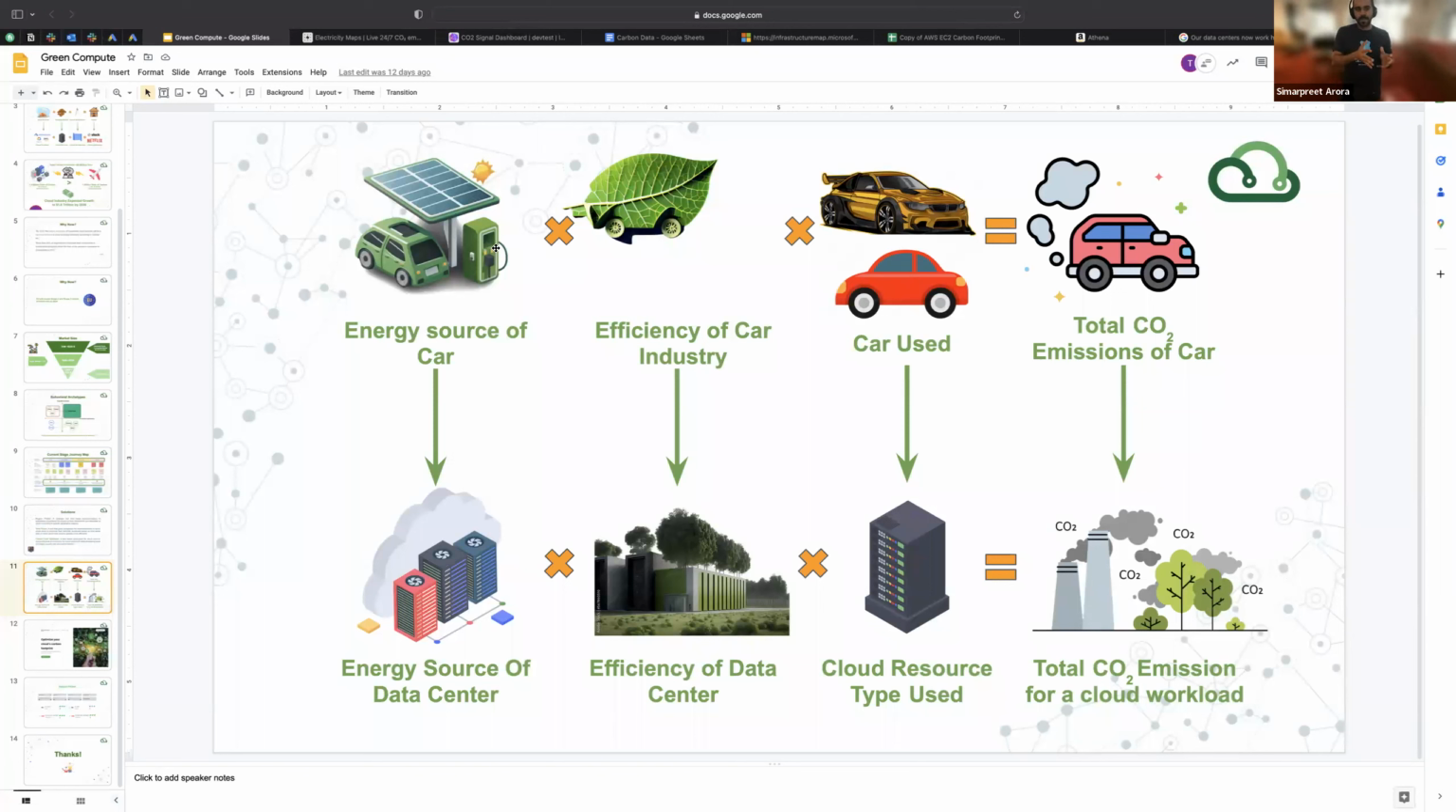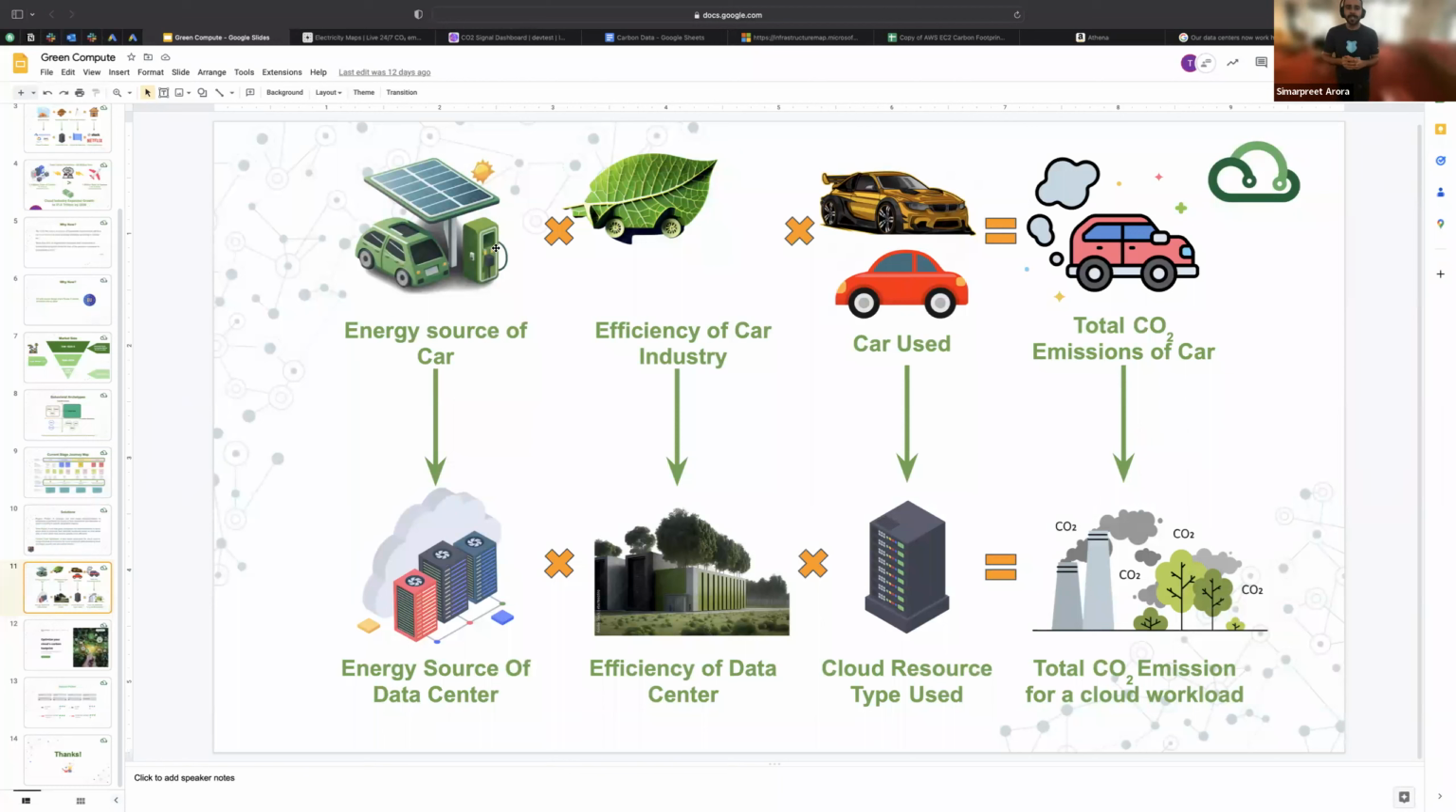The energy source of the car, let's say. This can be an electricity powered car, a fossil fuel powered car, or a futuristic solar powered car. In the same way, the energy source of a data center can be solar electricity, wind electricity, or a fossil fuel powered data center.